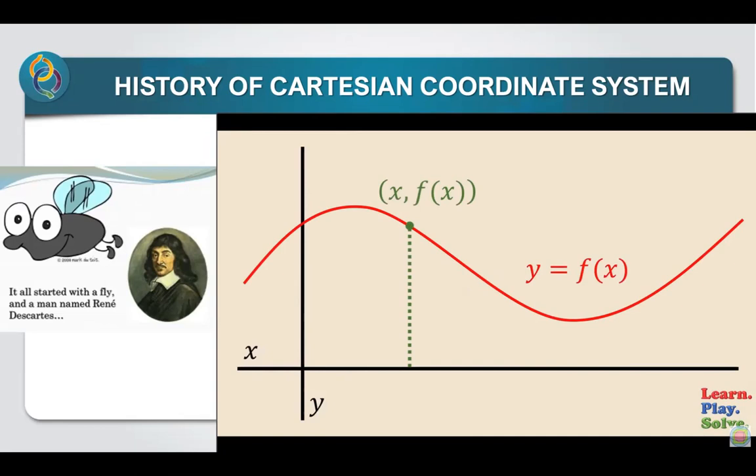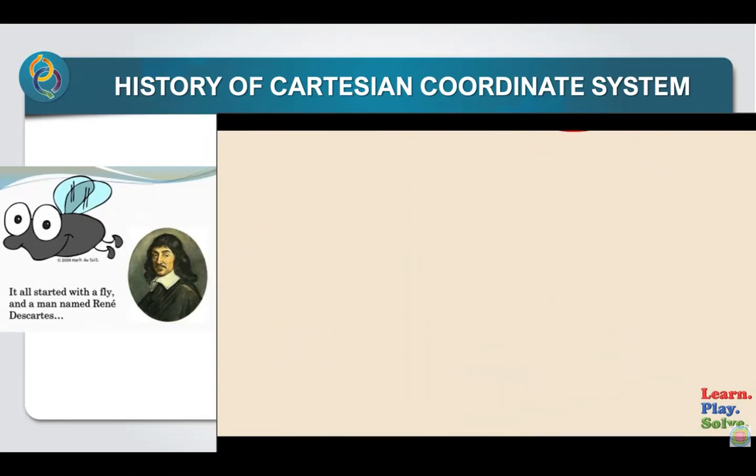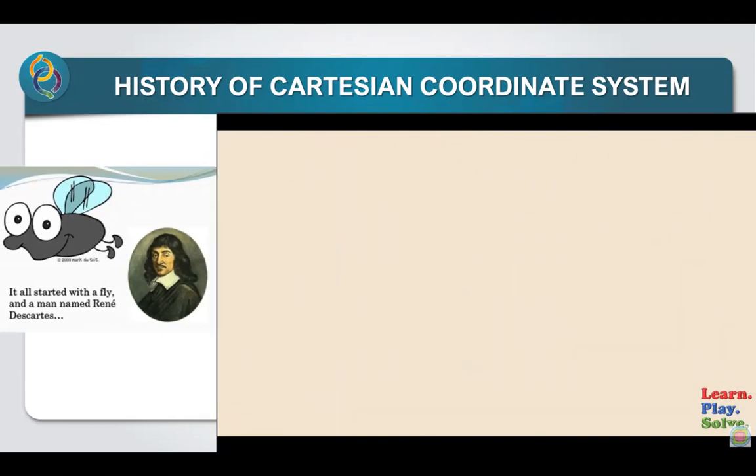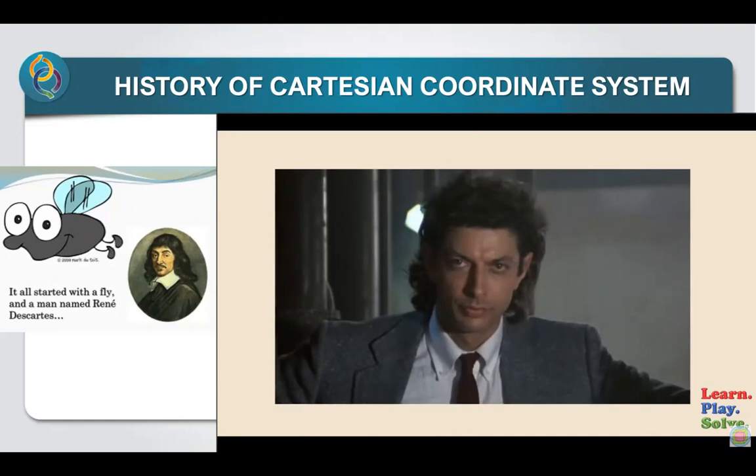These advances in mathematics provided a fertile basis for the development of calculus by Leibniz and Newton, independently of one another, just decades later. And now, even 4 centuries later, the Cartesian plane is such a foundational part of math and science, all because of the chance encounter between a brilliant scientist and a fly.